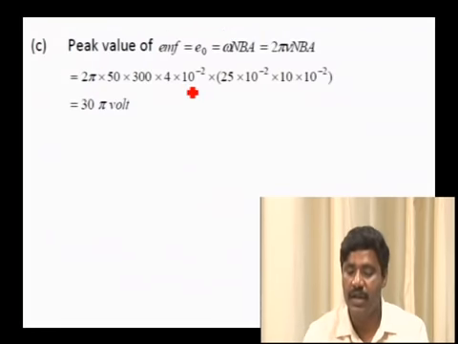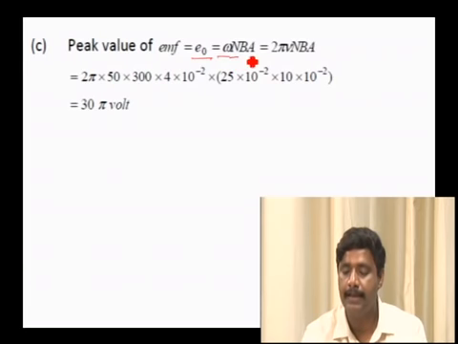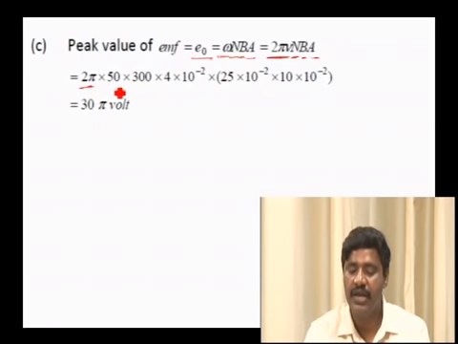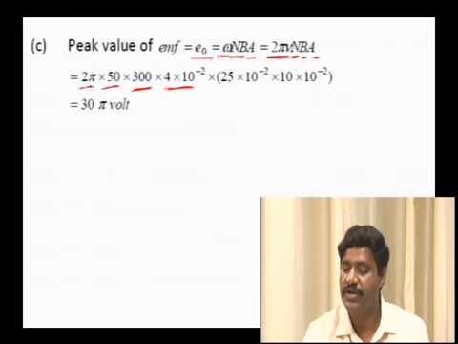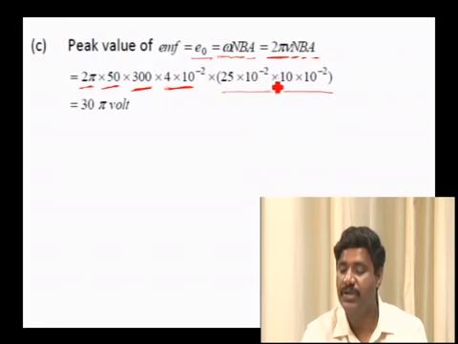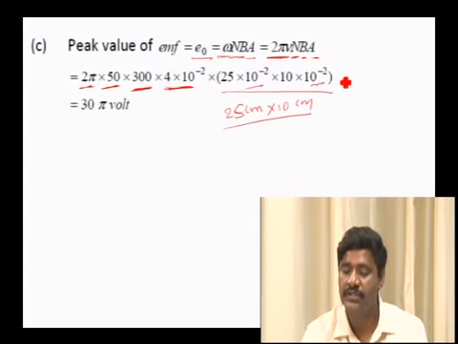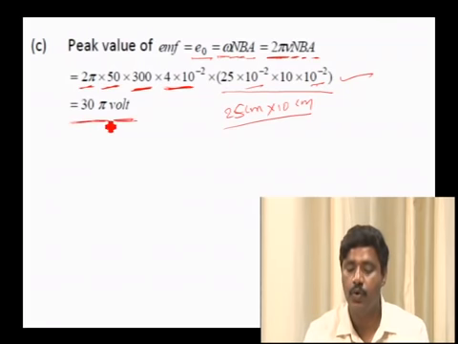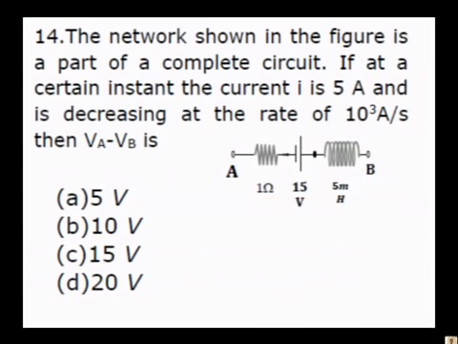It can be obtained by a formula E naught is equal to omega n B A, where omega is 2 pi f, that is the angular frequency, n is the number of turns, B the magnetic field, A the area. So omega is 2 pi into f. F is nothing but 50 cycles per second. This n is the number of turns, 300. This is magnetic field, which is 4 into 10 power minus 2. A is the area, 25 into 10 power minus 2 and 10 into 10 power minus 2. Actually, it is 25 centimeter into 10 centimeter. If you convert that into SI system, 10 power minus 2, 10 power minus 2, simplification of this leads to 30 pi volt.